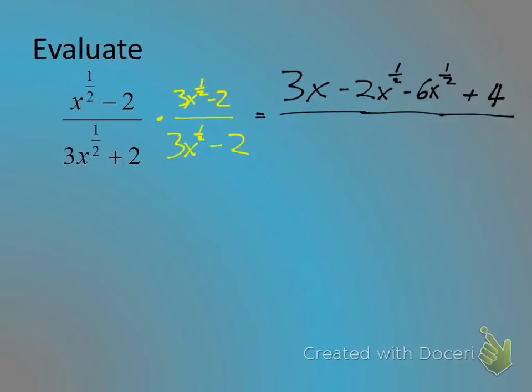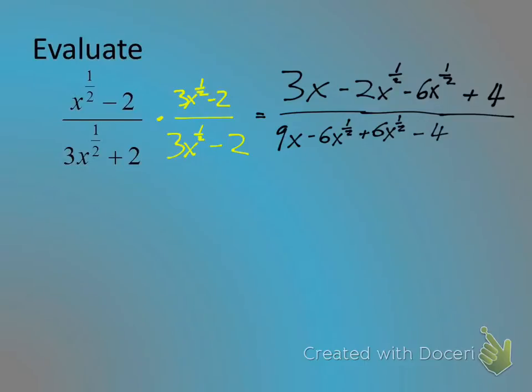Now, the bottom I'm going to FOIL everything out. So 3x to the 1/2 times 3x to the 1/2. The 3 times 3 gives you 9. X to the 1/2 times x to the 1/2 gives you x. Now 3x to the 1/2 times -2 gives you -6x to the 1/2. The -2 times the 3x to the 1/2 gives you plus 6x to the 1/2 minus 4.